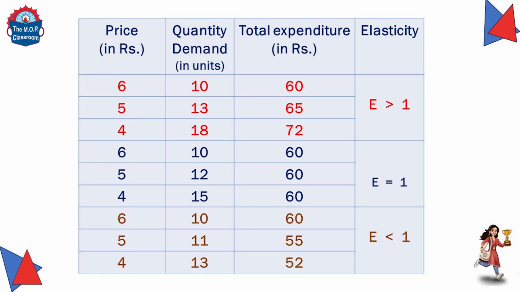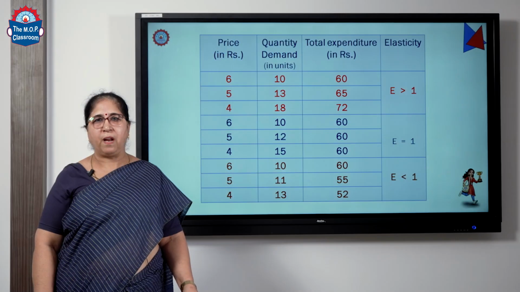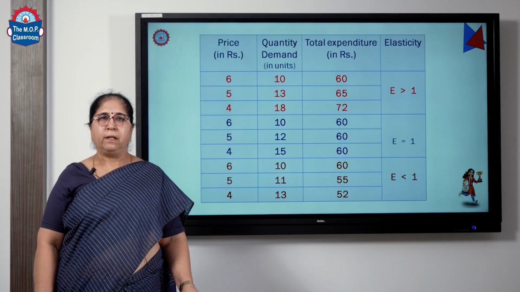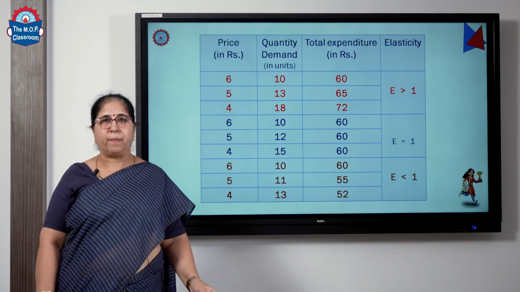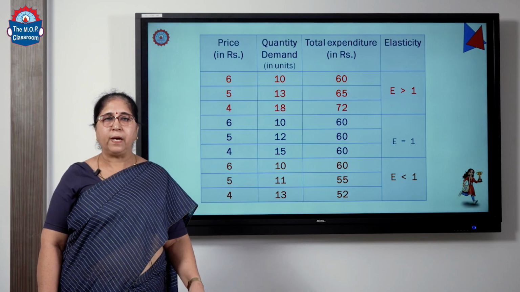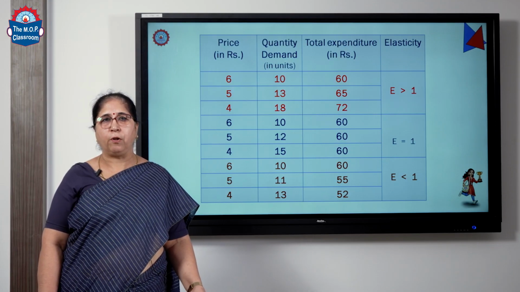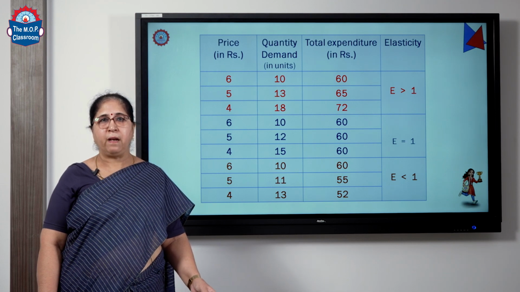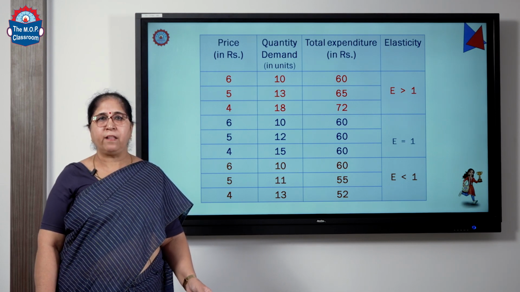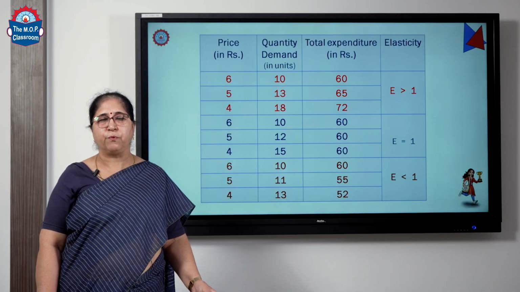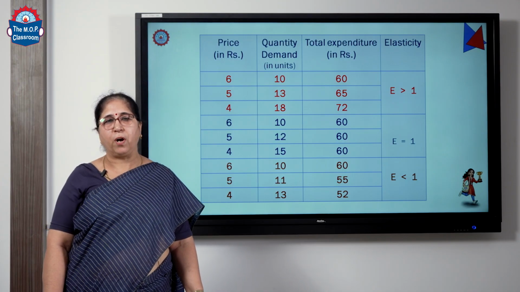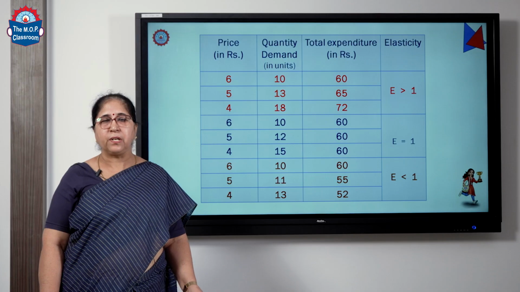Let us look at the table to understand the concept of total outlay method in measurement of price elasticity of demand. In this particular table, we are taking the fall in price, and as per the law of demand, when price falls, demand has to increase, and how it is impacting the total outlay or total expenditure on the given commodity. In case 1, when price is falling from 6 to 5 to 4, quantity demanded is increasing from 10 to 13 to 15, making the total expenditure increase from 60 to 65 to 75. It means with the fall in price, total expenditure on the given commodity is increasing. We can say that demand is elastic.